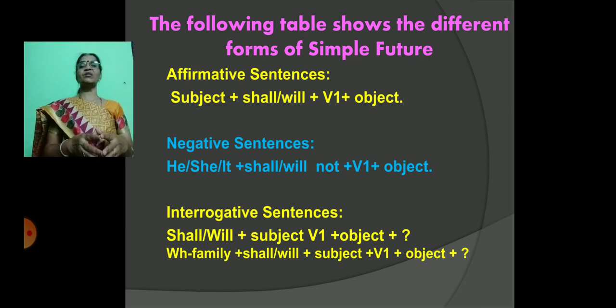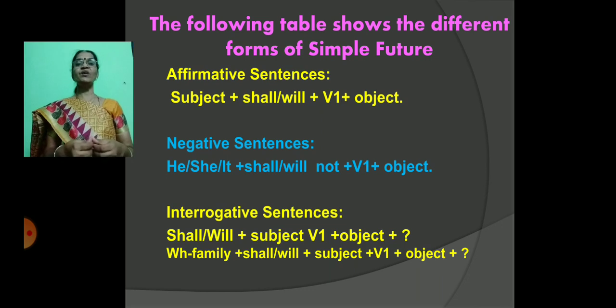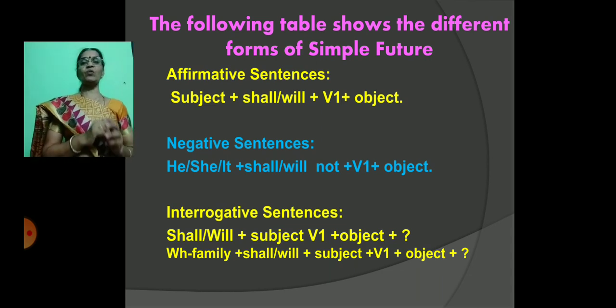You can use any subject there, plus shall or will plus not plus V1 plus object. And for interrogative, it is going to be shall or will plus subject plus V1 plus object. And same for WH family: WH family plus shall or will plus subject plus V1 plus object.